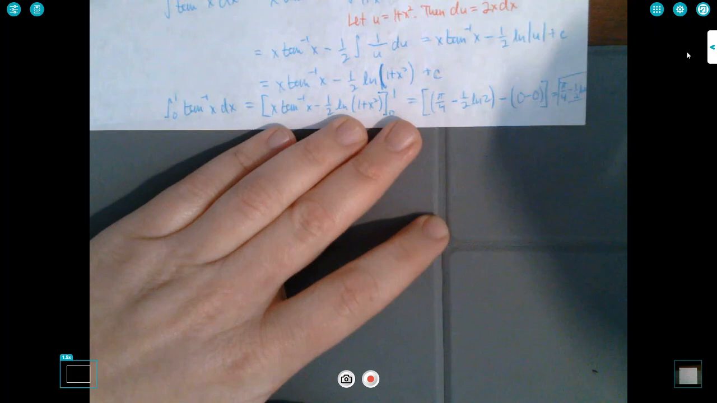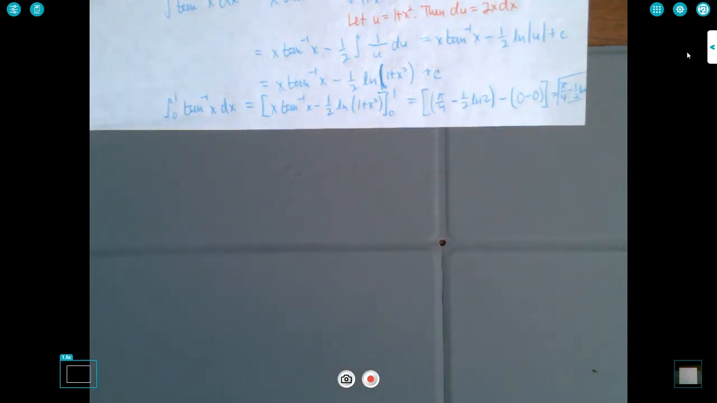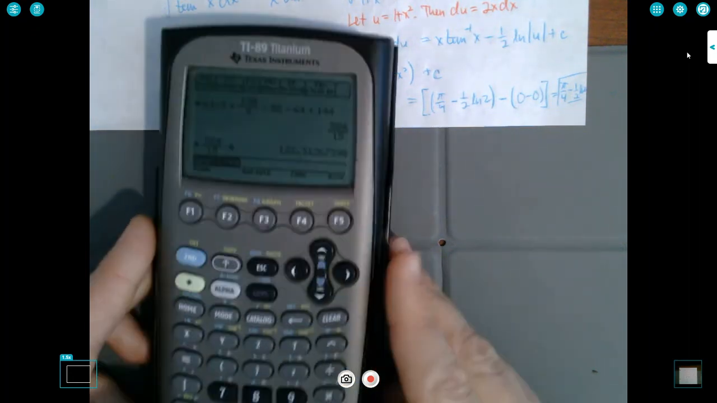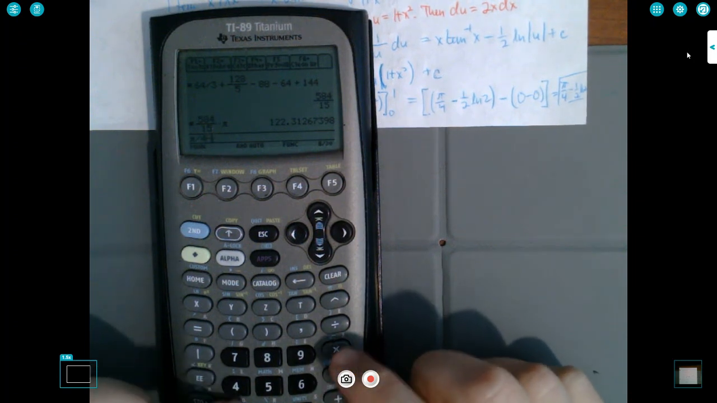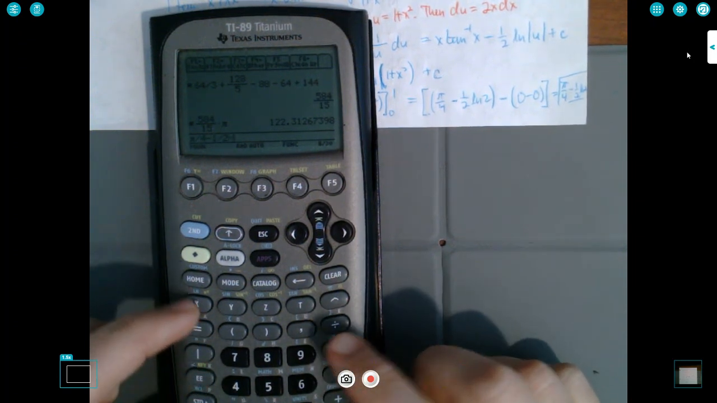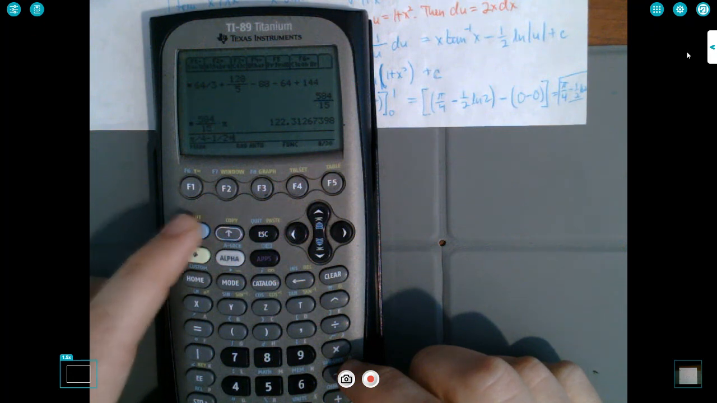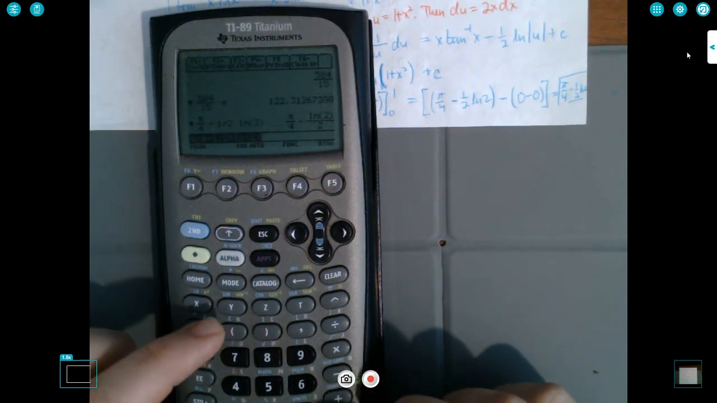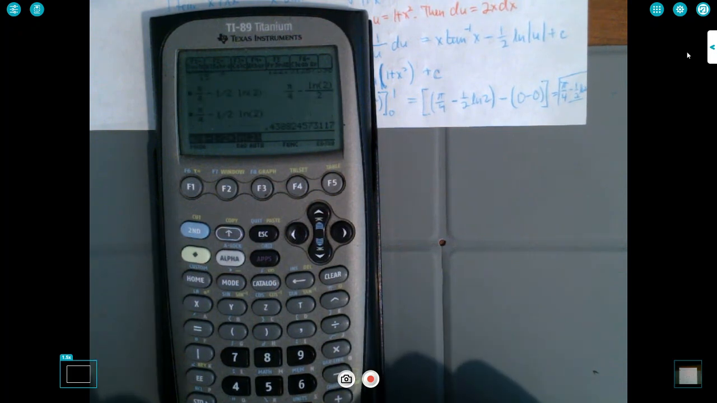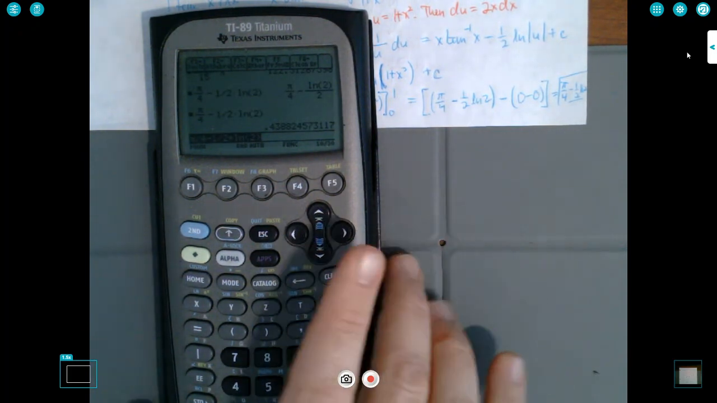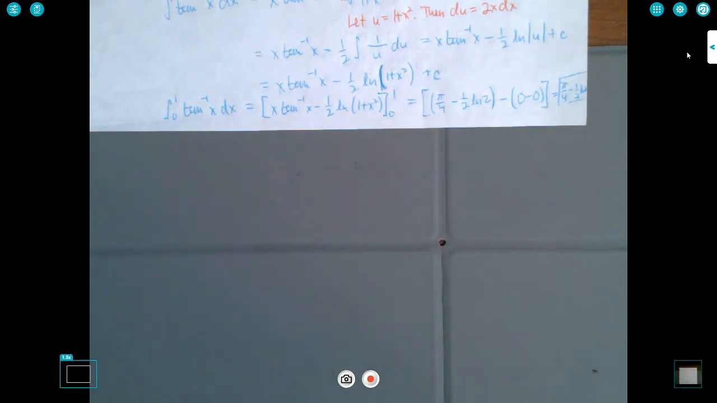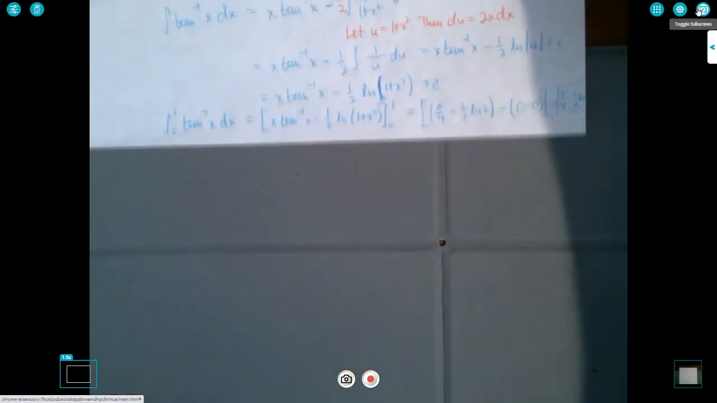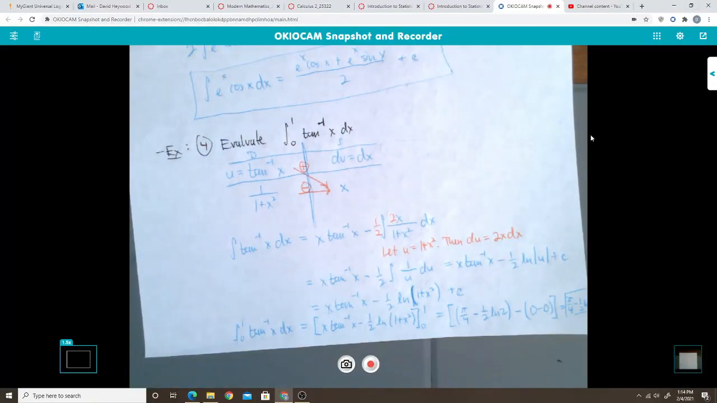That is your answer. You could plug that into your calculator. I found my calculator. Pi over 4 minus 1/2 times the ln of 2. So it's about 0.44 or something. But anyway, so that's that. So that's how you would take care of those situations.